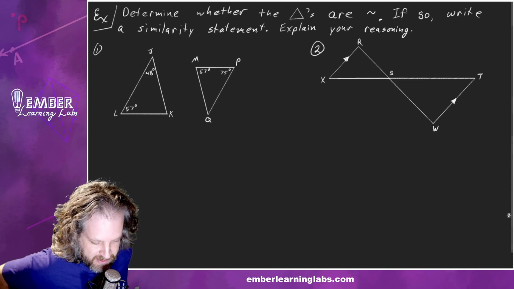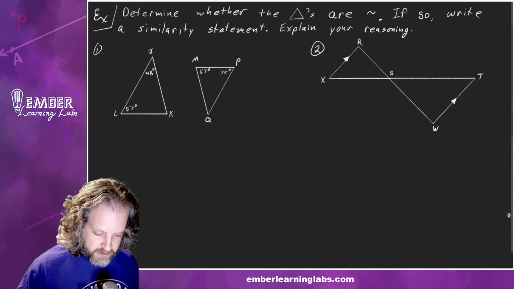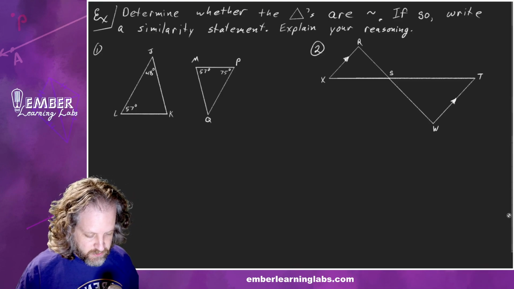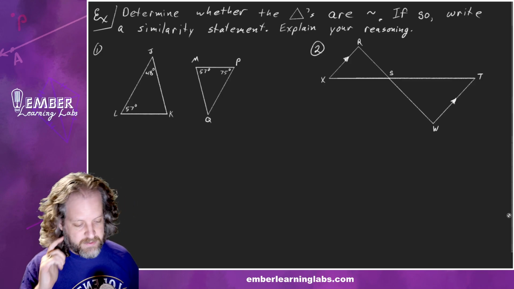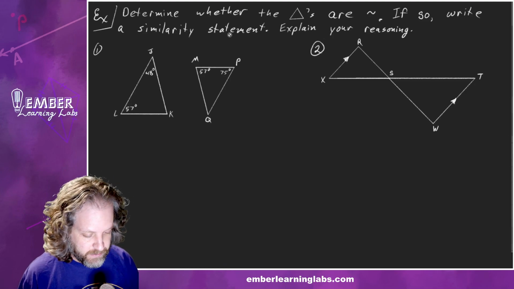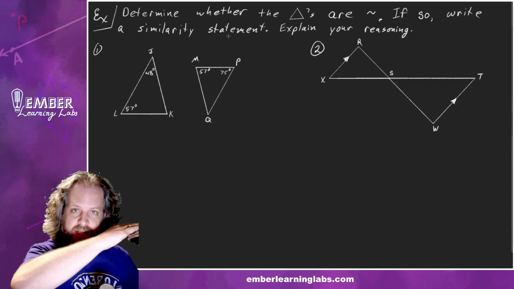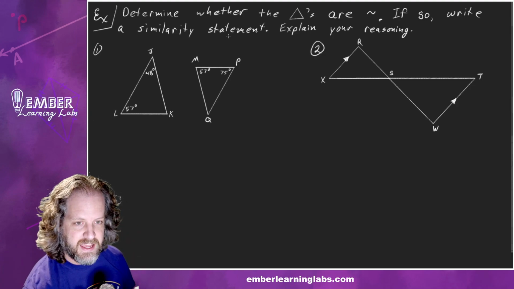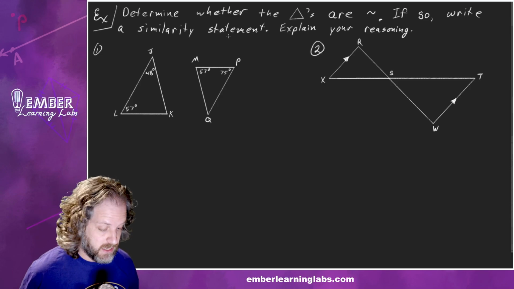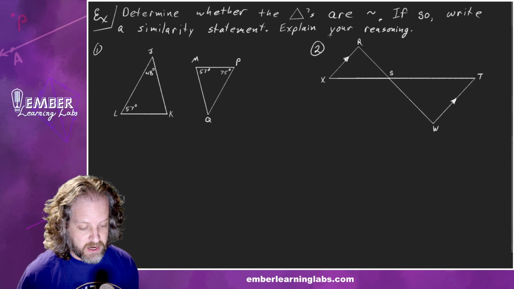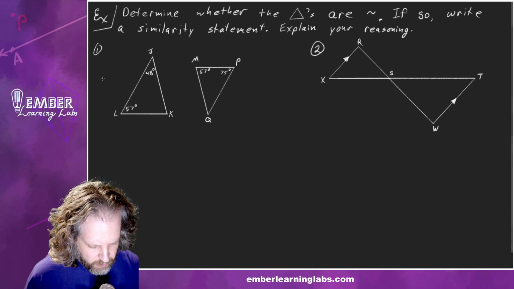So we've got a couple of different problems here with the same directions. We're going to determine whether the triangles are similar. If so, write a similarity statement and explain your reasoning. The similarity statement is basically the proportions equal to each other, and then explain your reasoning. We're talking about what theorems let us get there. So let's start with this number one problem right here.